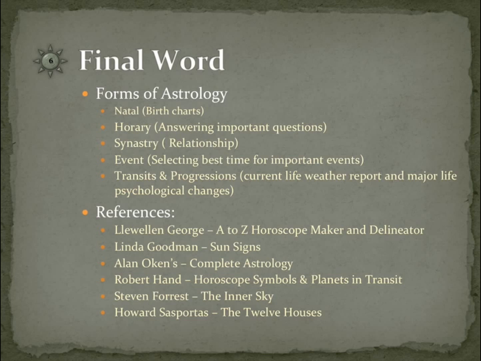Now, in an effort to help you on your way to becoming a great astrologer, I've listed some of my favorite books on the subject, and if you read them, you will certainly become more knowledgeable in this exciting science. The books I recommend are as follows: A to Z Horoscope Maker and Delineator by Llewellyn George, Sun Signs by Linda Goodman, Complete Astrology by Alan Oken, Horoscope Symbols and Planets in Transit by Robert Hand, The Inner Sky by Stephen Forrest, and The 12 Houses by Howard Sasportas.